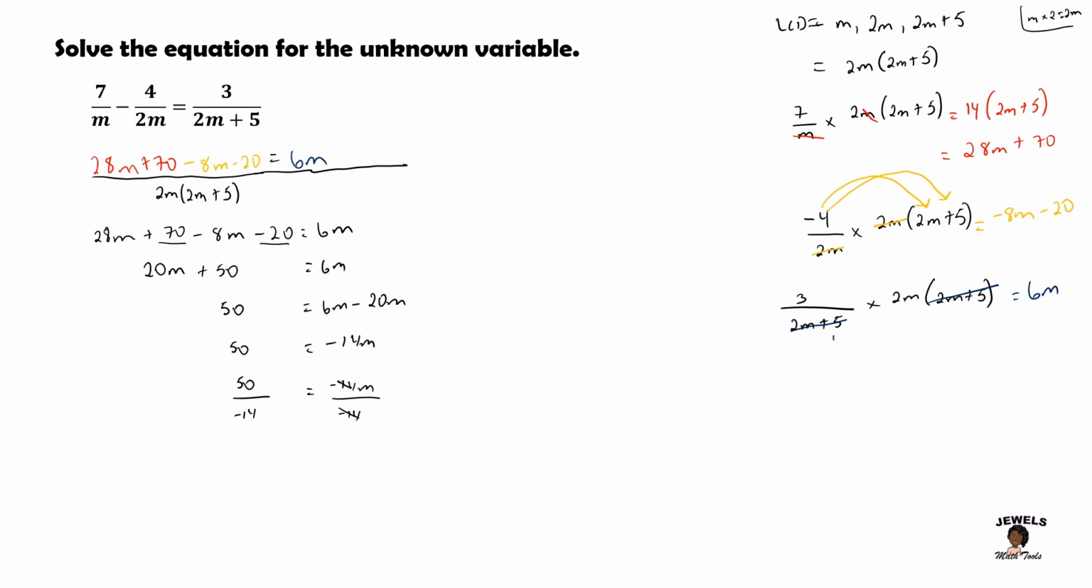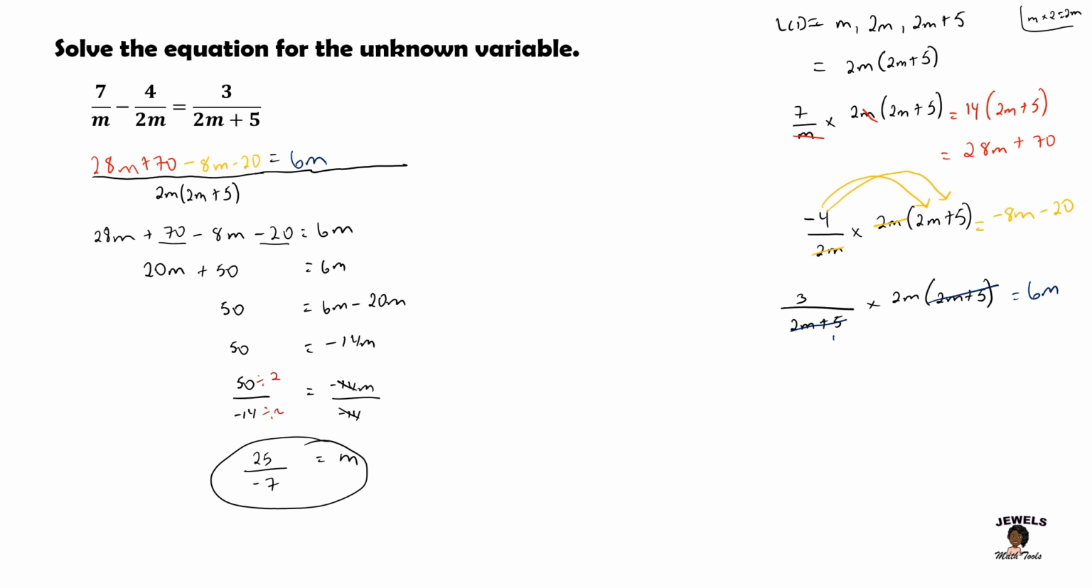So my 14s will cancel. And of course, 50 and 14 have a common factor, which is 2, since both are even numbers, so I can divide by 2. So 50 divided by 2 will equal 25. And negative 14 divided by 2 will equal negative 7, which is equal to m. So this is the answer for our equation.